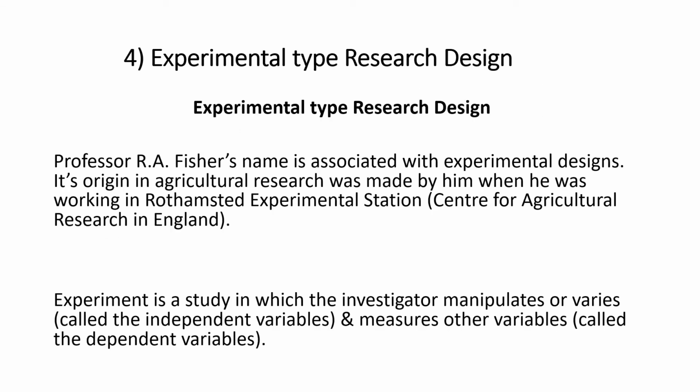Number four is the experimental type of research design. Do you know what experimental research is? Yes, that is a research type in which we do some sort of experimentation. We do some sort of manipulation and control in the research, control over different variables, such as dependent variables. So this is called experimental research.